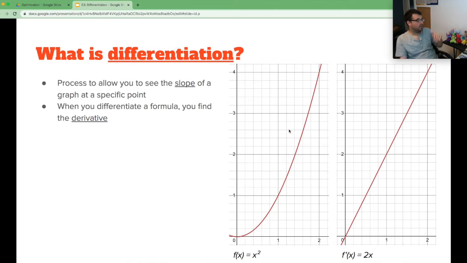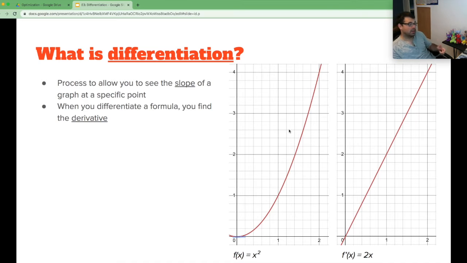So what is it? It's a process that allows you to see the slope of a graph at a specific point. And just for language's sake, when you differentiate a formula, you are finding the derivative. So differentiate is a verb; the derivative is the noun. That is the final end result.